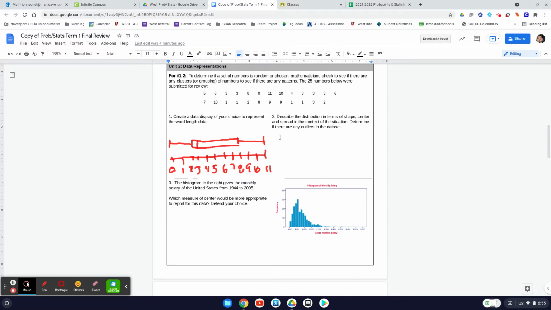So that gives us some ideas of how we're going to have to answer our next question. Next question says, describe the distribution in terms of shape, center, and spread in context of the situation. Then determine if there are any outliers in the data set. So when we talk about shape, we're talking about distribution. And in reality, the main types that we have are mound or normal, skewed left, skewed right.